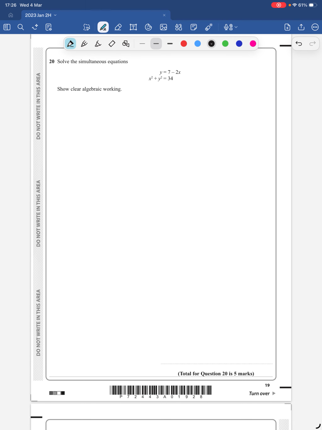Okay, so simultaneous equation, one linear, one non-linear quadratic. Since they've already organised y equals 7 minus 2x, I'm going to substitute that into the non-linear one. So I'll write x squared plus, and now where I see the y, I'm not going to put y, I'm going to put 7 minus 2x, and it's squared equals 34.